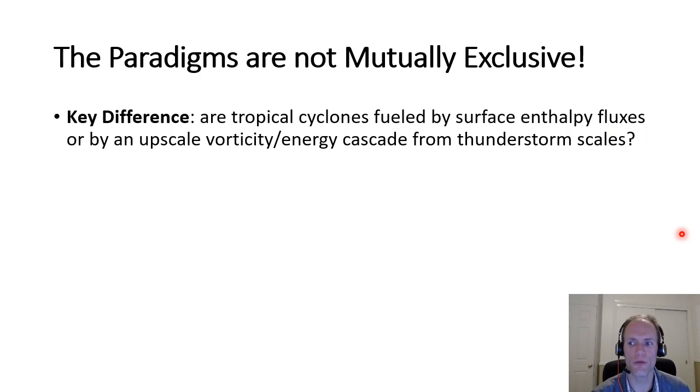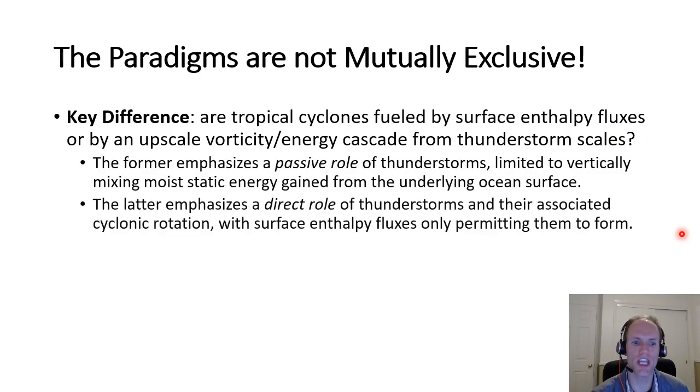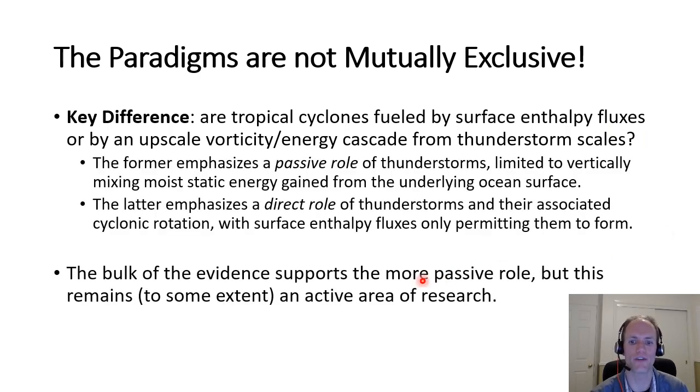Observations, theory, and numerical model simulations suggest that it's primarily the latter, that more passive role. That thunderstorms are crucial. They spread that heat over the vertical, but it is the heating gained from the underlying ocean that is ultimately the critical distinguishing factor that fuels the tropical cyclones. This is tied to a wind-induced surface heat exchange that will form the basis for our next video and our last video in this series.